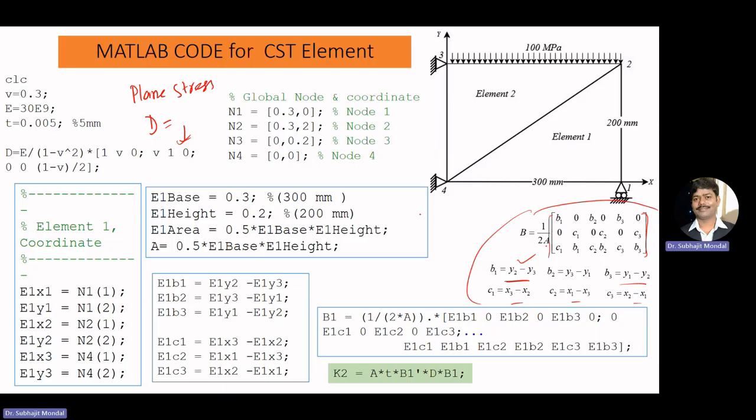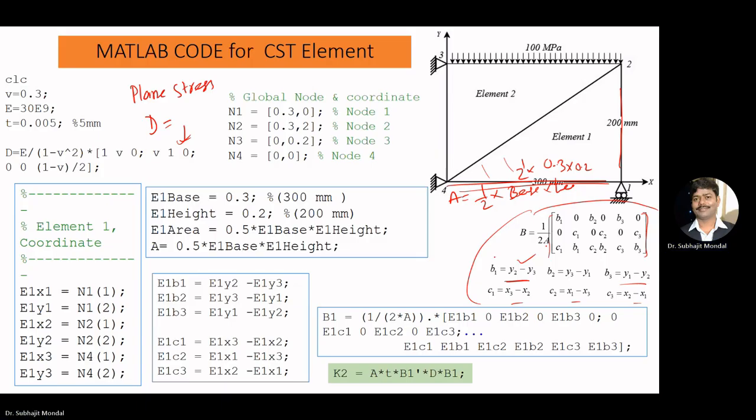Yeah, we can calculate the area of this triangle. The area of this triangle will be half times the base and the height. Base is here 300 mm, height is here 100 mm. So basically half times 0.3 times 0.2.